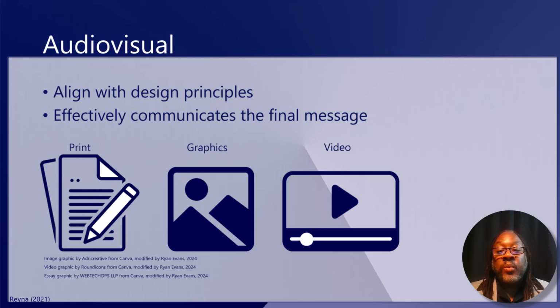Raina 2021 emphasizes that rubrics should incorporate design principles, including layout, organization, and the use of contrasting colors. These principles are essential for creating visually compelling and coherent projects, ensuring that the final product effectively communicates its intended message.